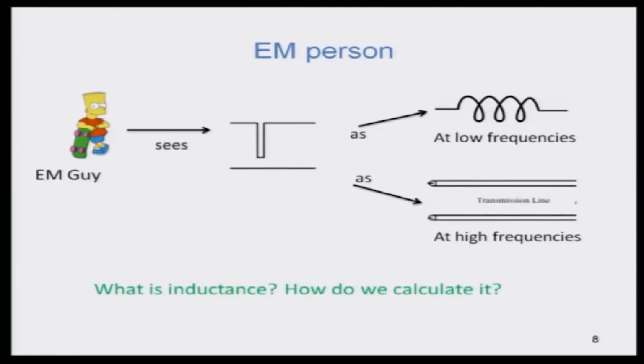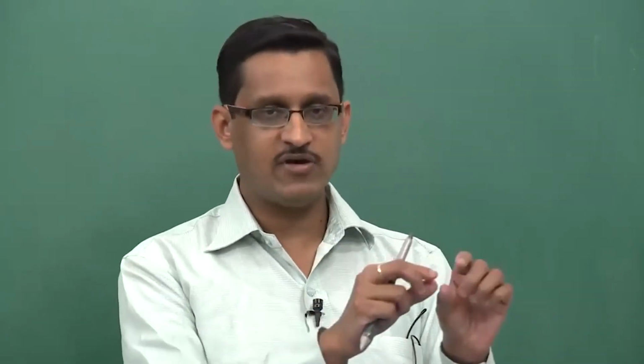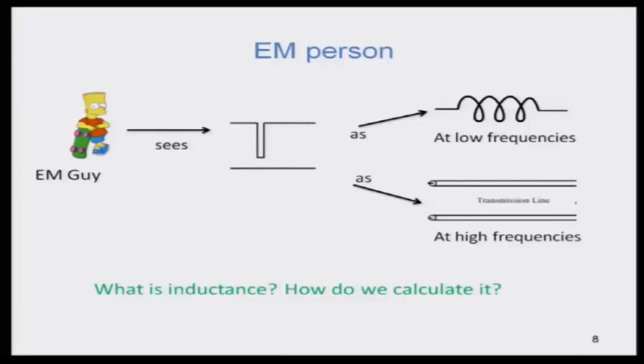For an electromagnetics person who will study this course, what he or she would see is that this same bent wire plus the other straight wire looks like an inductor at low frequencies, and at very high frequencies looks like a transmission line. However, both inductance and transmission line are concepts that are not developed from circuit theory. In circuit theory, we are just given that we have an inductor, a capacitor, a resistor, and we are not told how to calculate these things. So what is inductance and how do we calculate it requires us to go beyond the circuit paradigm.